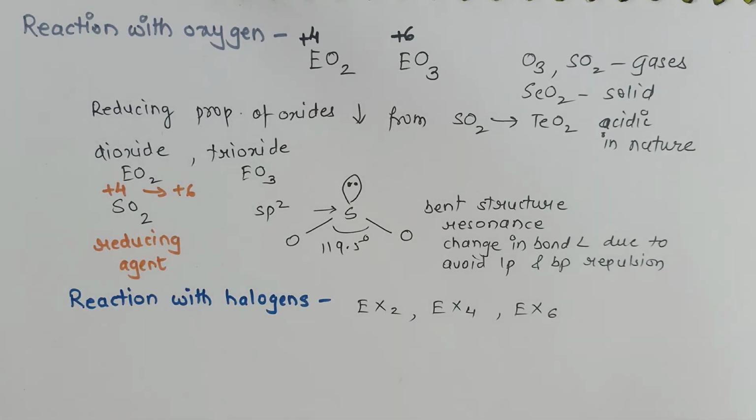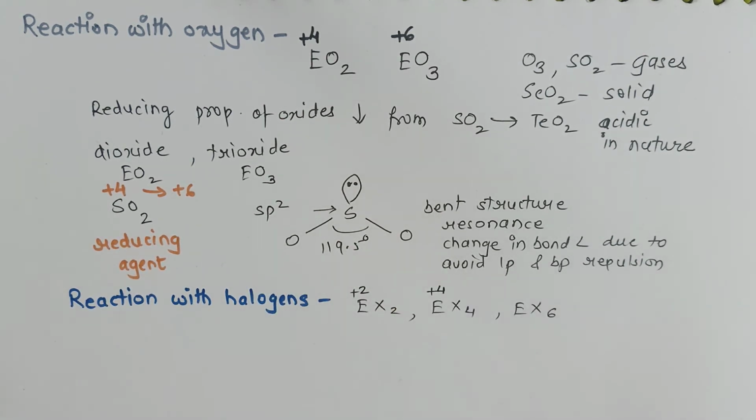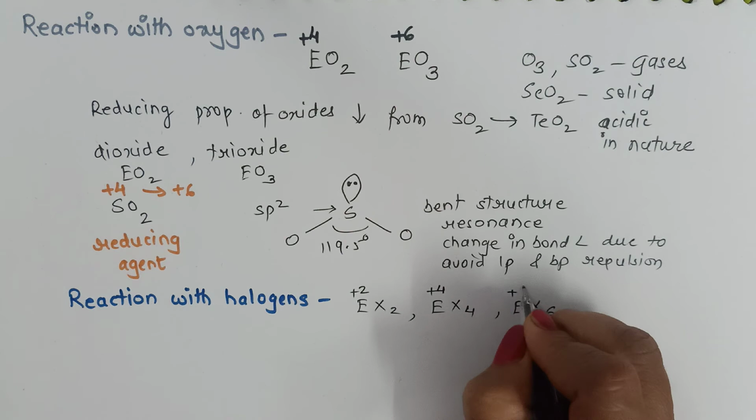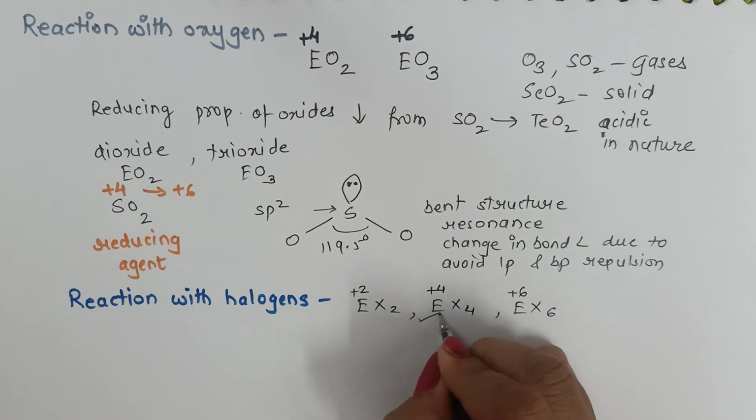How do the elements of group 16 react with halogens? When the elements of group 16 react with halogens, they form three types of compounds: dihalide, tetrahalide and hexahalide. In dihalide, they will show +2 oxidation state. In tetrahalide, they will show +4 oxidation state. And in hexahalide, they will show +6 oxidation state. So let us first discuss tetrahalides.